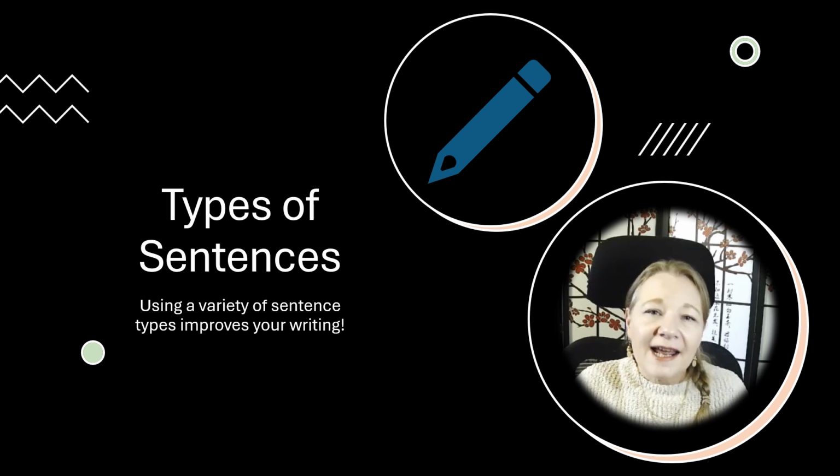Hello. Today we're going to talk about how to improve your writing. You can move your writing from good to great by using a variety of sentence types. So today we're going to talk about the different types of sentences to ensure that you use a variety of them in your writing.